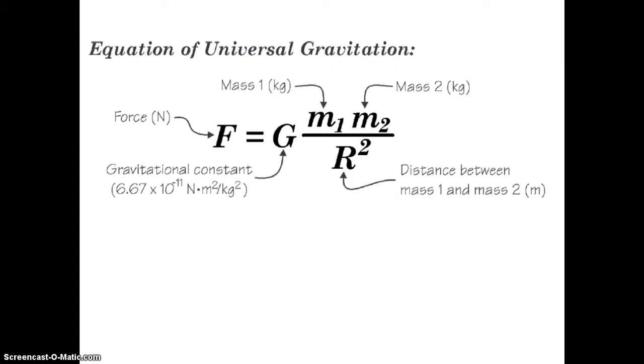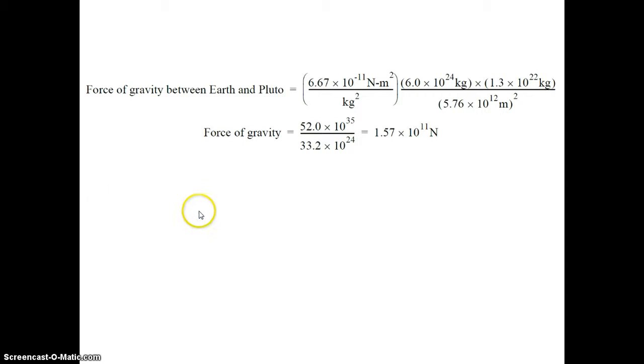So, reminding you that the equation for universal gravitation, the force is equal to the universal gravitational constant multiplied by m1, m2, and then divided by the distance between the masses squared. Given the numbers that we have in the problem, the mass of the Earth, the mass of Pluto, and the squared distance, we see that the force of gravity between the two objects is 1.57 times 10 to the 11th newtons.